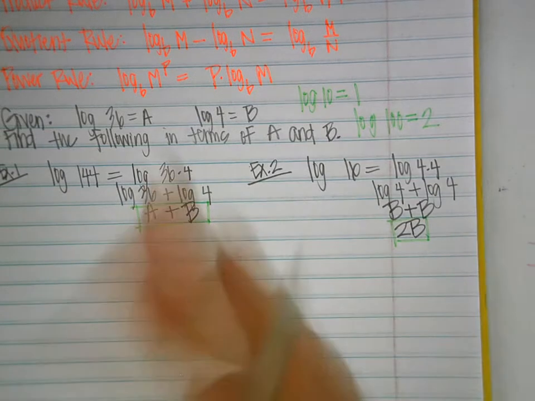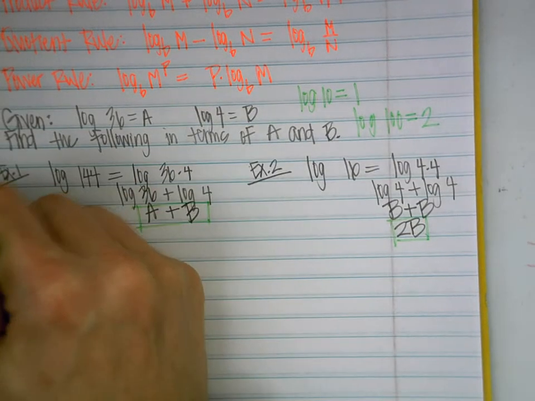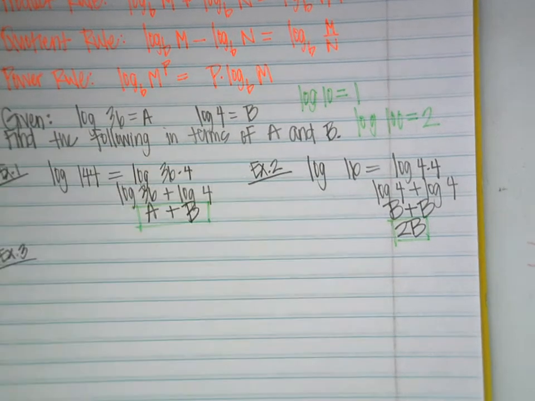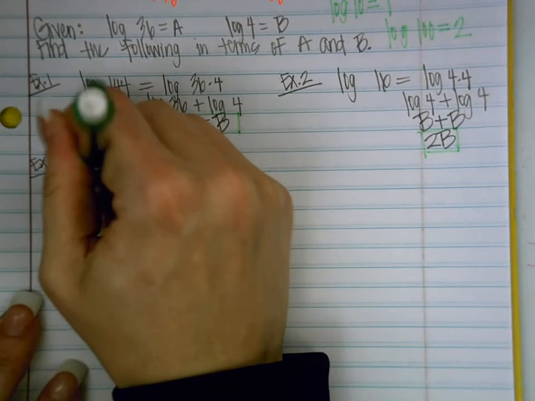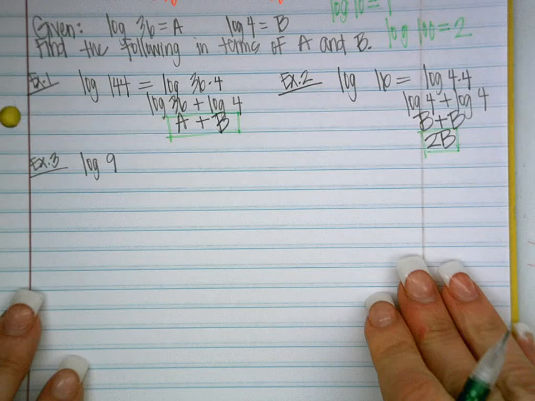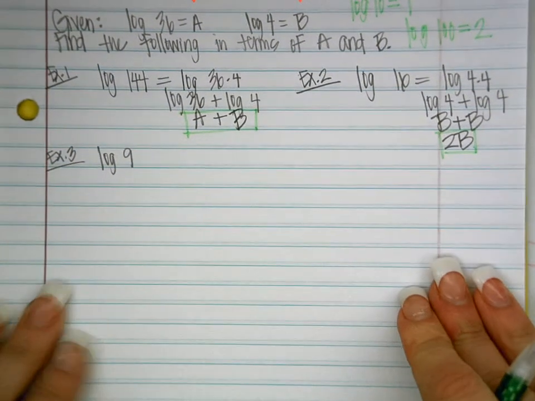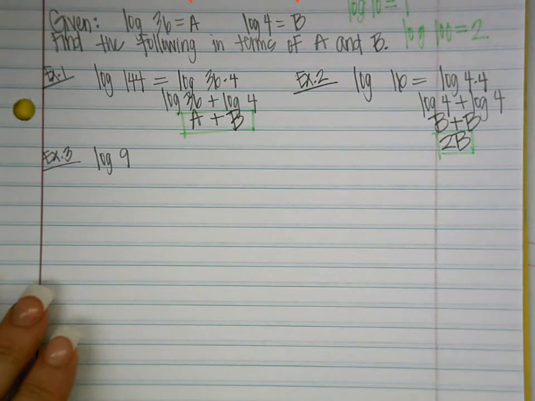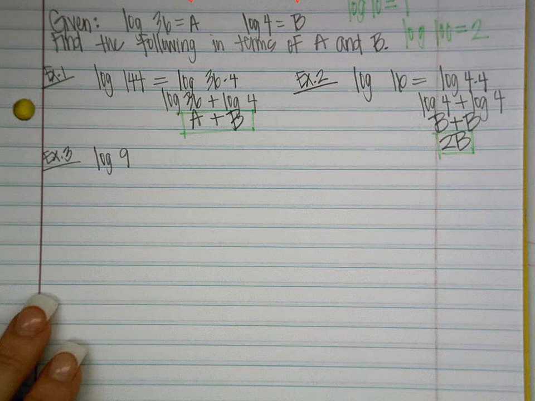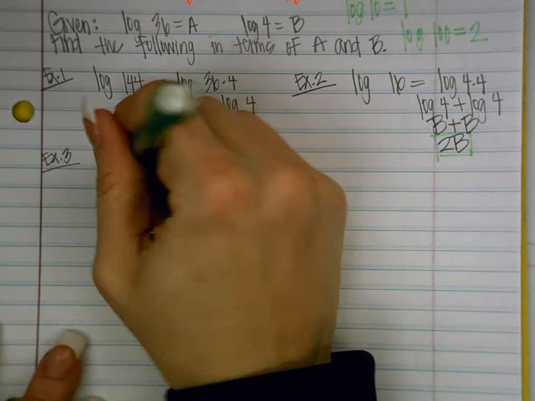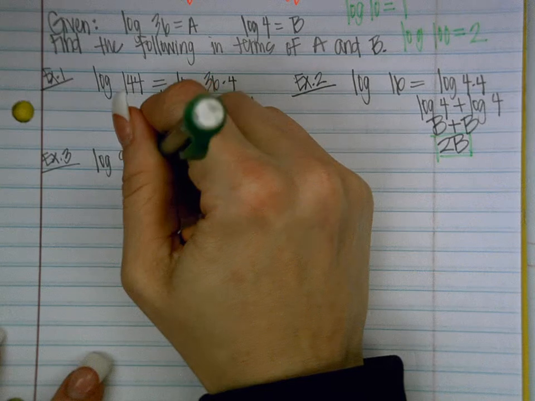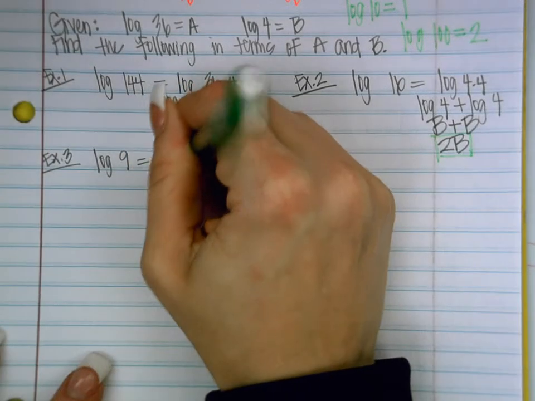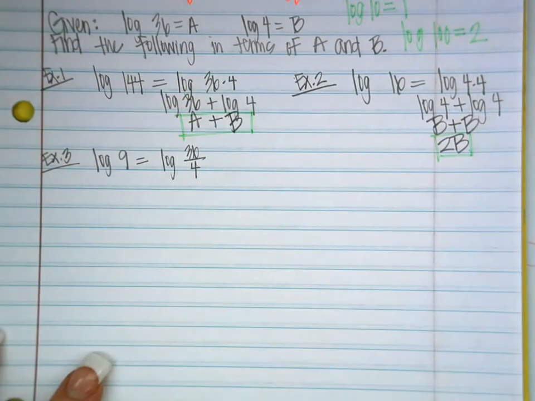I'm going to give you a pretty good amount of examples for these because I want you to see basically every type of scenario that you will see on your homework. Okay, how about log of 9? How can I make a 9 by manipulating 36 and 4? 36 divided by 4. So you guys are starting to see how I'm saying to get those target numbers. So log 9 is log of 36 divided by 4.